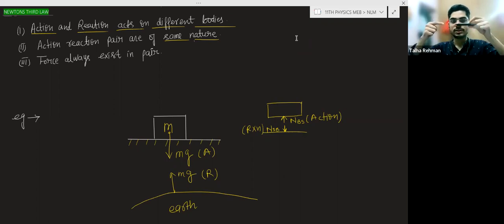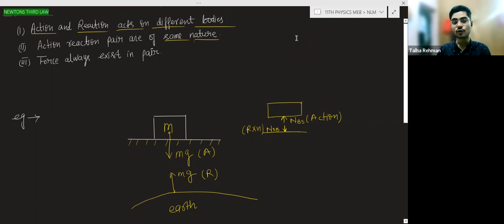For example, this is the pen and this is my finger. Suppose this pen is applying some force on this finger. In turn, this finger will apply an equal and opposite force on this pen. That is why force always exists in pair. There will be two forces, one will be action, another will be reaction. There is one pair, so force always exists in pair.